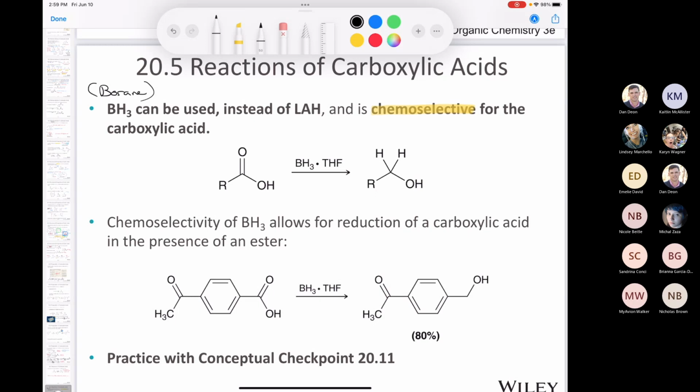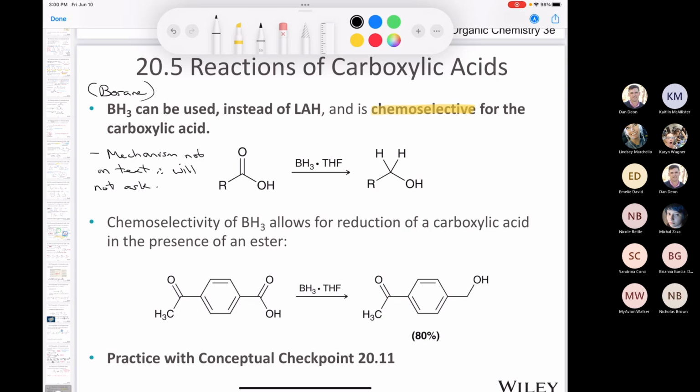Now, if you're wondering about the mechanism, you can look it up if you want, but mechanism is not even in the text. Mechanism not in text, therefore will not ask you anything about this mechanism. And you might be wondering, well, why do I have to know another way to reduce a carboxyl group? You just taught me a way to reduce a carboxyl group.